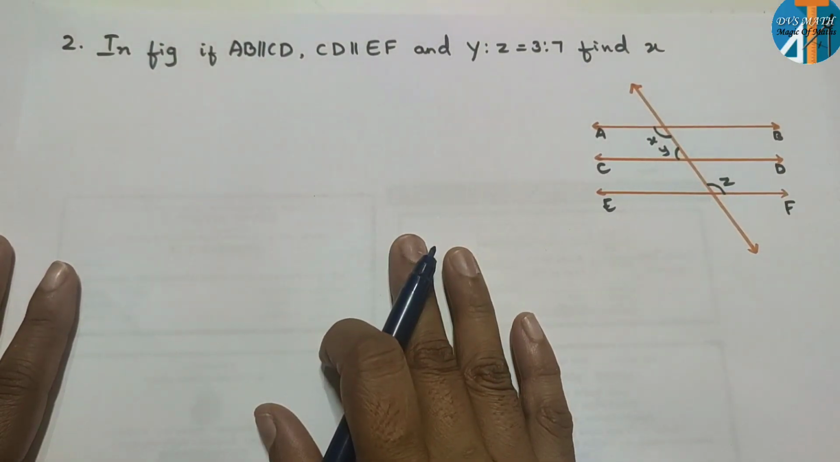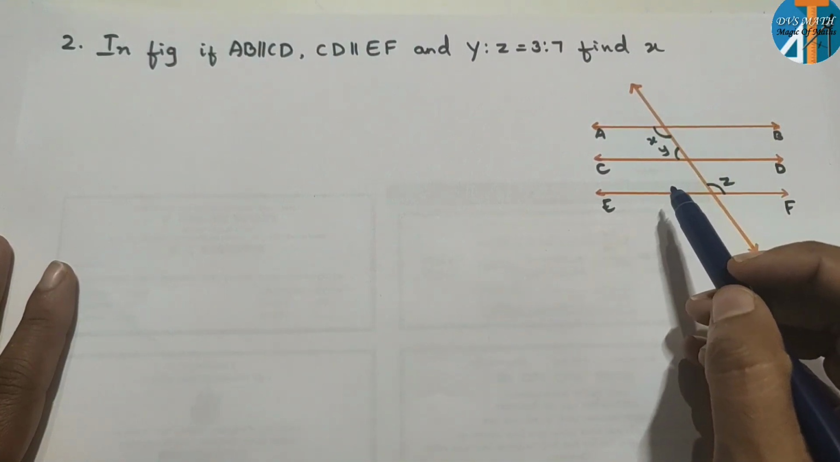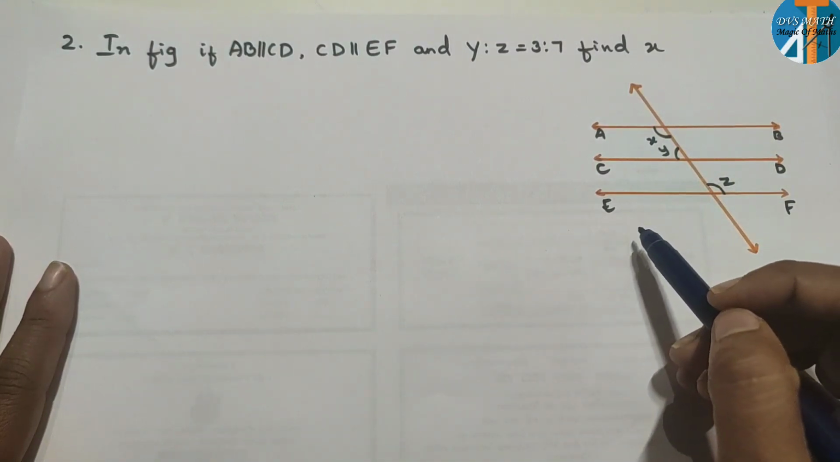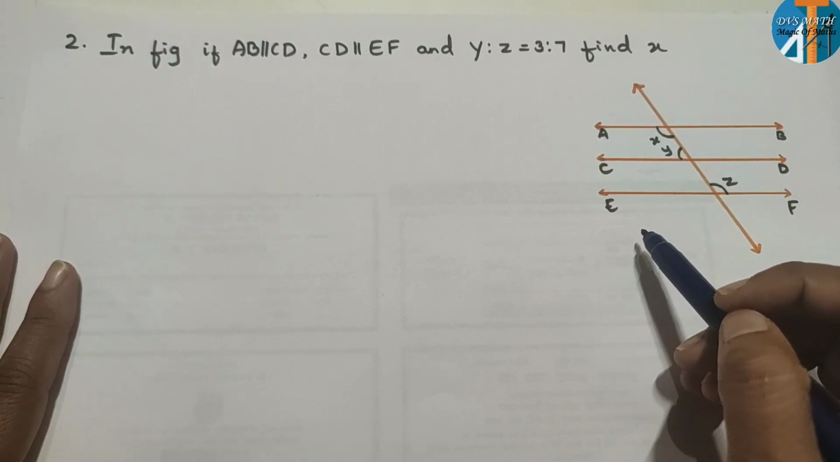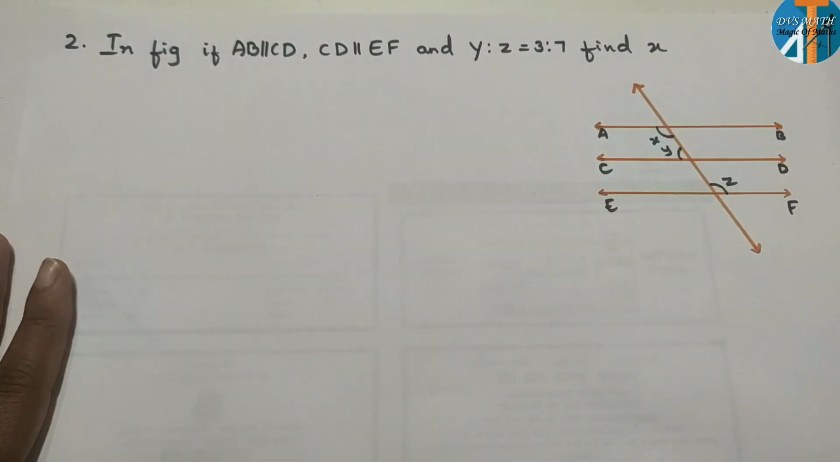Question number 2. In the figure, if AB is parallel to CD, CD is parallel to EF, and y is to z is equal to 3:7, find x. Okay, they are asking us to find the x value. Let us clear this.